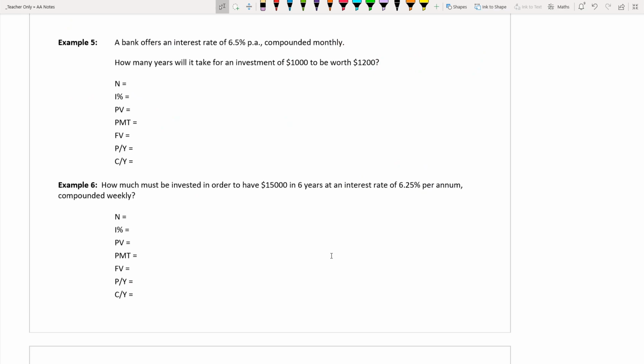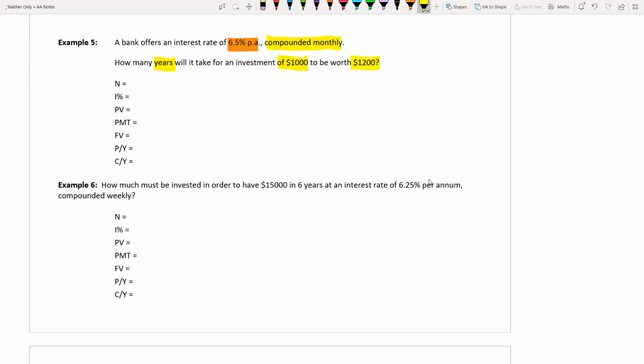I've skipped to example number 5. Example number 4 was very similar to what we've previously discussed. Example number 5 differs slightly. So a bank offers an interest of 6.5% per annum. So PA must stand for per annum. It is compounded monthly. Okay? How many years will it take for the investment of $1,000 to be worth $1,200?